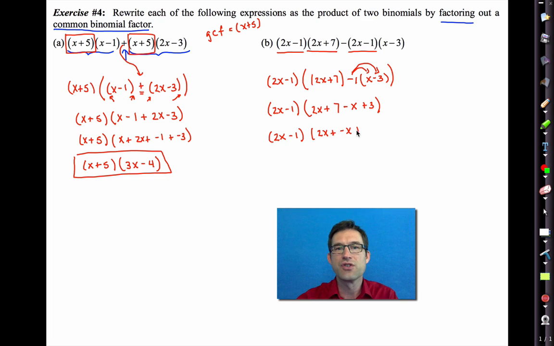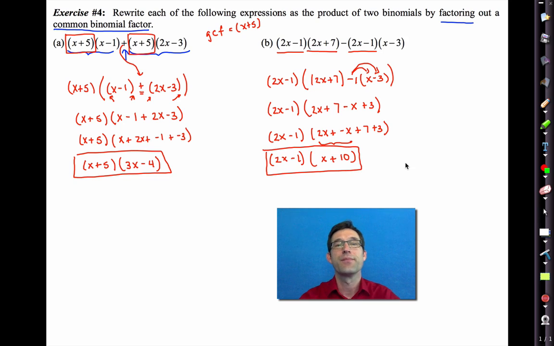Many of you will just choose to combine like terms at this point, and that's okay. I just really want to show that commutative property that we're using. And then this is really the associative property. I choose to combine these two, giving me a single positive x. Positive 2, negative 1 gives me positive 1. And then, of course, 7 plus 3 is positive 10. And there's the product of two binomials again.